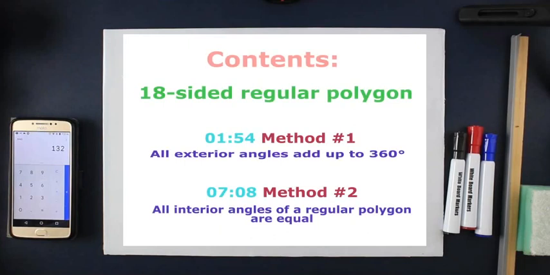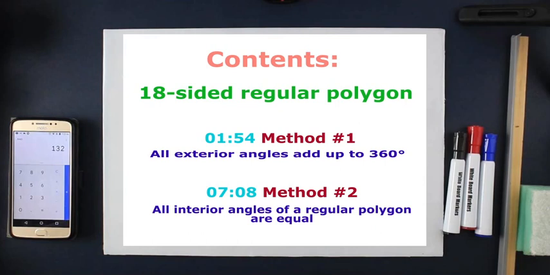Now this one seems to be somewhat difficult because it has many sides. It's an 18-sided regular polygon. So far we've been working with quite easy shapes like quadrilaterals, pentagons, hexagons and a bit larger, but this time we're dealing with quite a large polygon.